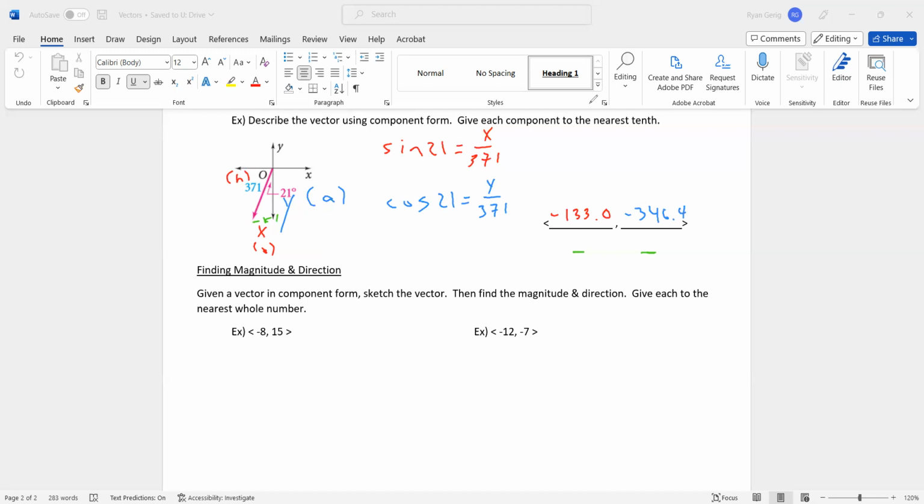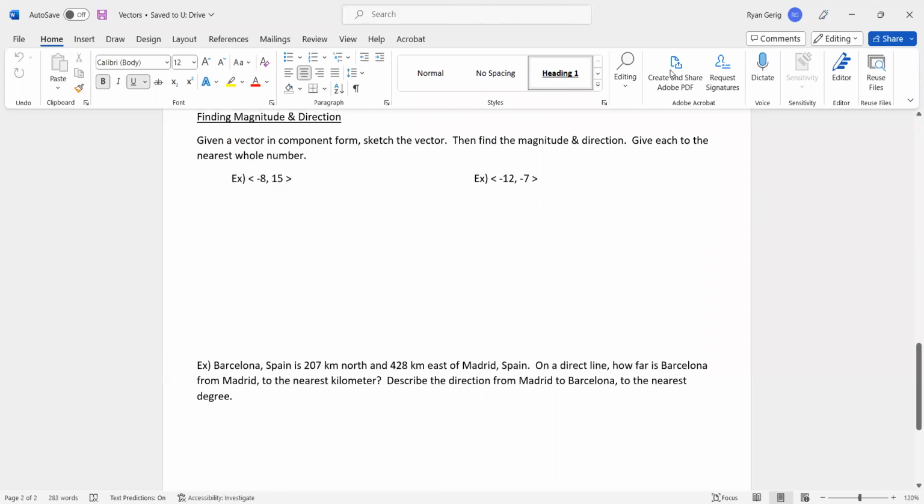That is component form. That's taking a vector where you have the magnitude and direction and giving it in component form. The next example looks at the opposite. I'm giving you the component form. You need to give me the magnitude and direction, each to the nearest whole number. So I highly recommend that you sketch your vector. And basically, you're just plotting a point. So -8, +15. You know what? I'm going to draw that a little bit bigger so it's easier to see for you. So -8, +15, that's like up here.